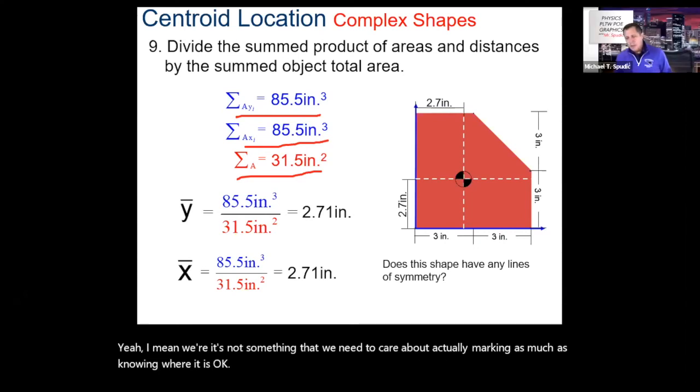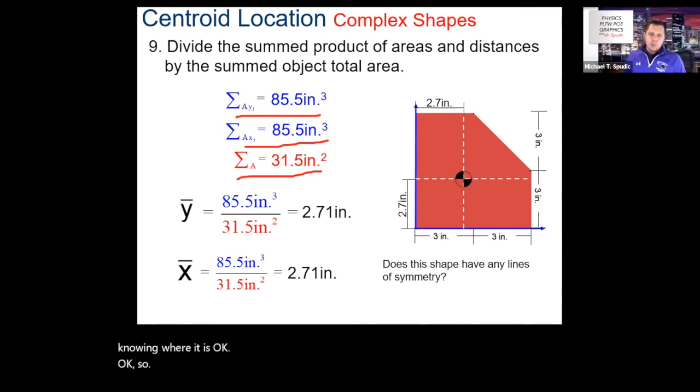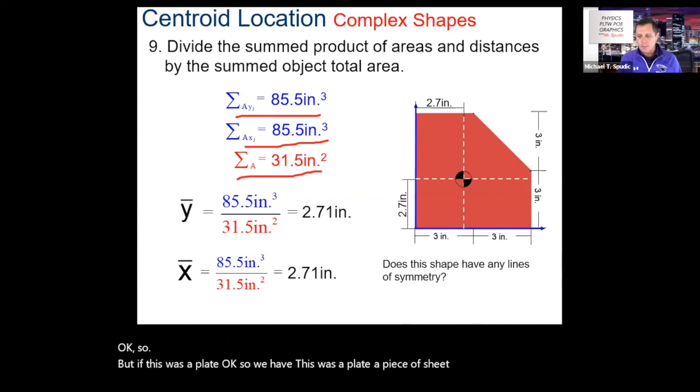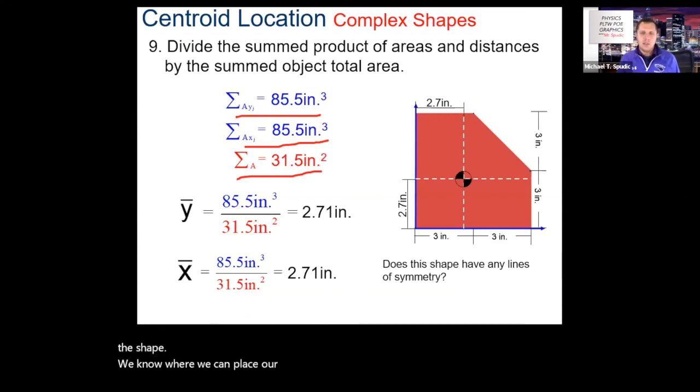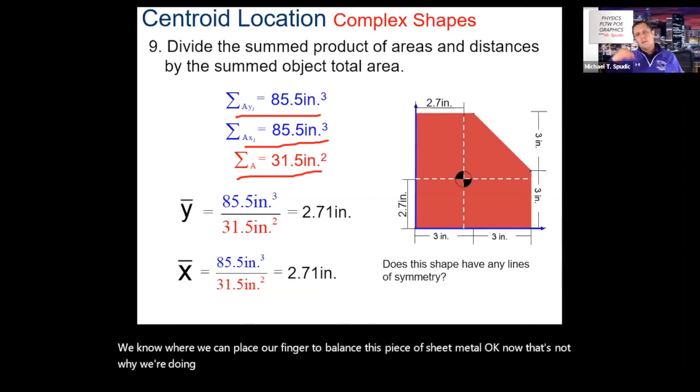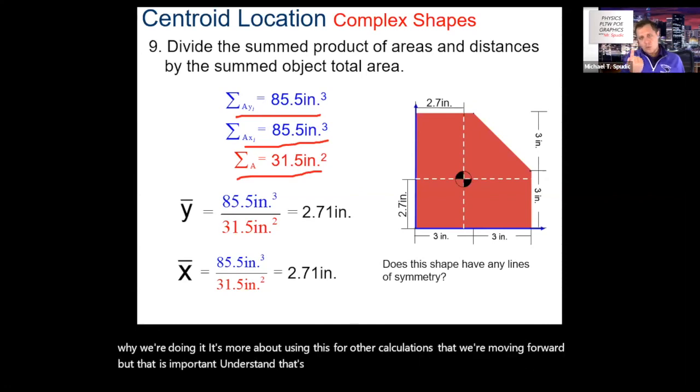Okay, so if this was a plate, a piece of sheet metal that's cut out in the shape, we know where we could place our finger to balance this piece of sheet metal. Okay, now that's not why we're doing it. It's more about using this for other calculations that we're moving forward, but that is important to understand. That's what a centroid is showing us, is where we could balance something. Okay. All right. So I know that was big and painful.